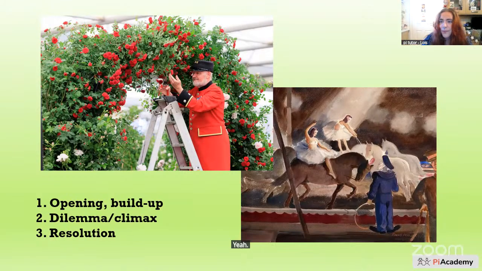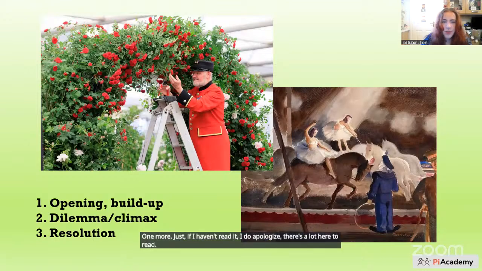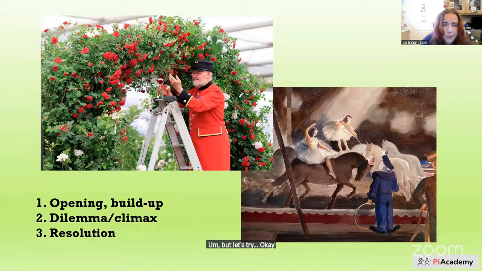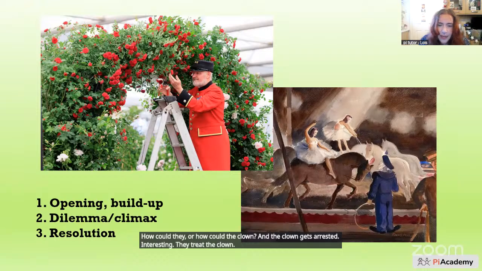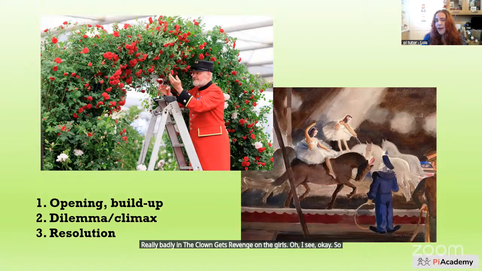Yeah, great. Okay, let me read one more. If I haven't read yours, I do apologize. There's a lot here to read, but let's try. Okay, so ballerinas, they're preparing to perform in a circus. The clown plays a prank on the girls and they fall from grace. How could they? Or how could the clown? And the clown gets arrested. Interesting. They treat the clown really badly and the clown gets revenge on the girls. Oh, I see. Okay. So maybe you have it so that the prank is like revenge for their behavior.